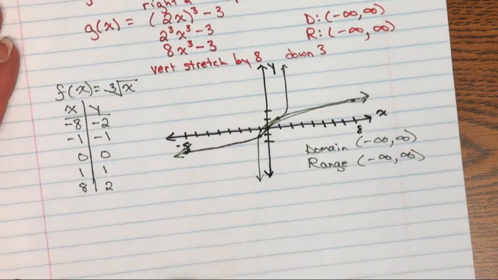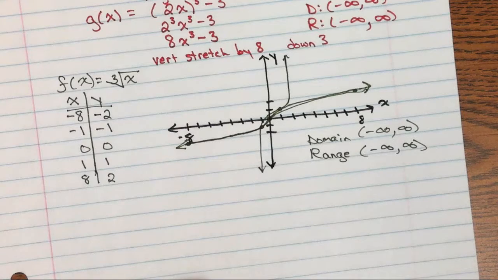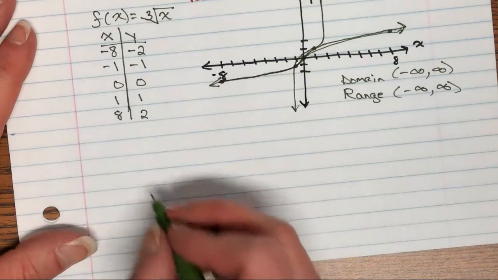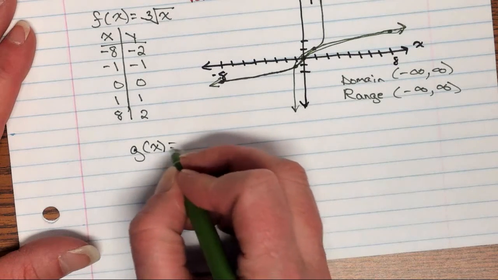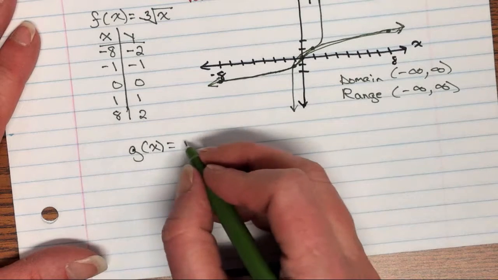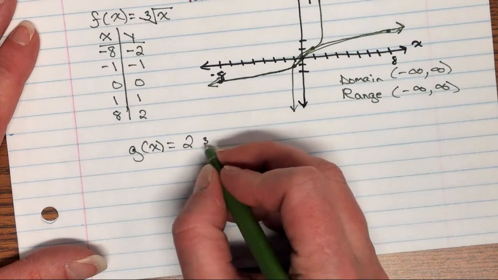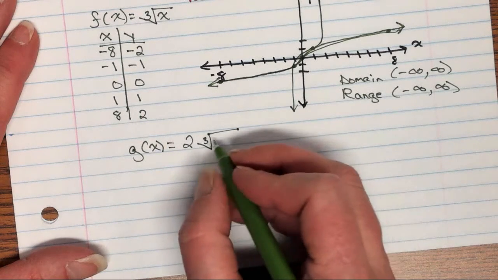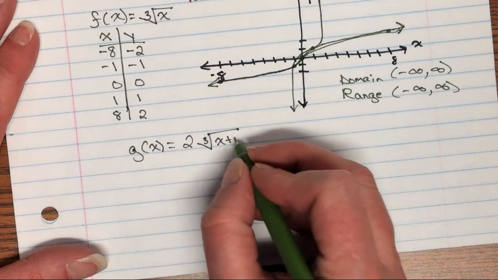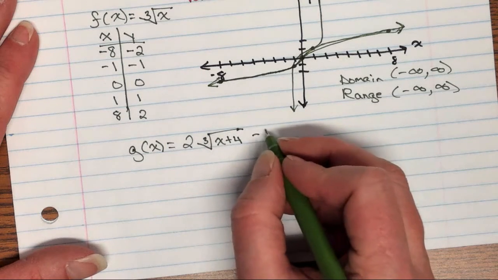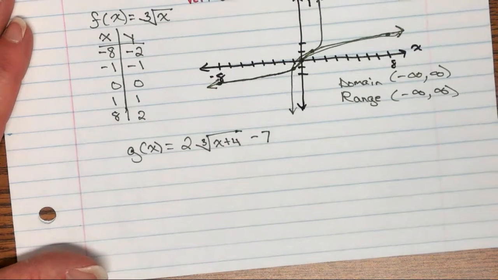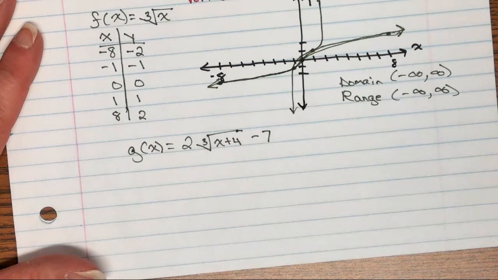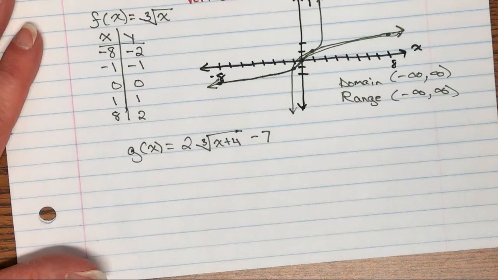So let's look at some of these and see what we can figure out. What if I had, let's see, g of x equals 2 times the cube root of x plus 4 minus 7. Now, I could put it in the calculator to try to figure it out, but I think we can do it from here.